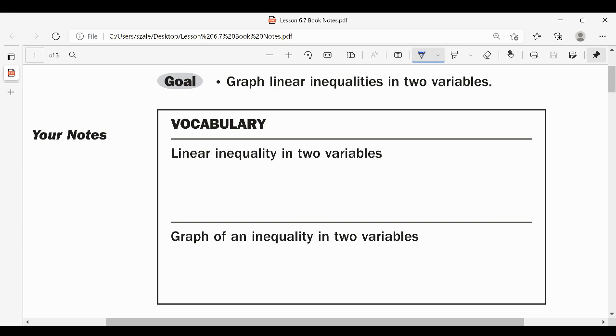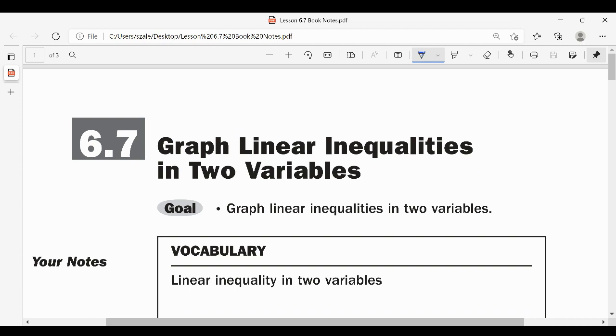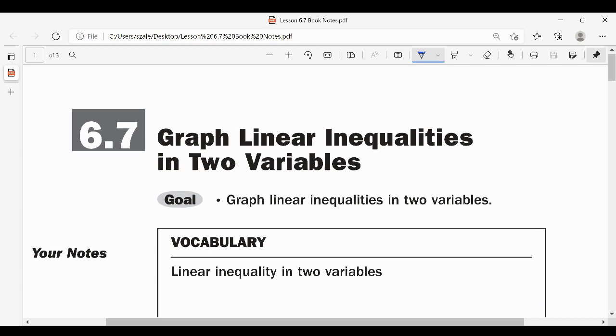Today we're going to be discussing graphing linear inequalities in two variables. Please make sure you have your 6.7 notes in front of you and you are following along and writing down the following notes.